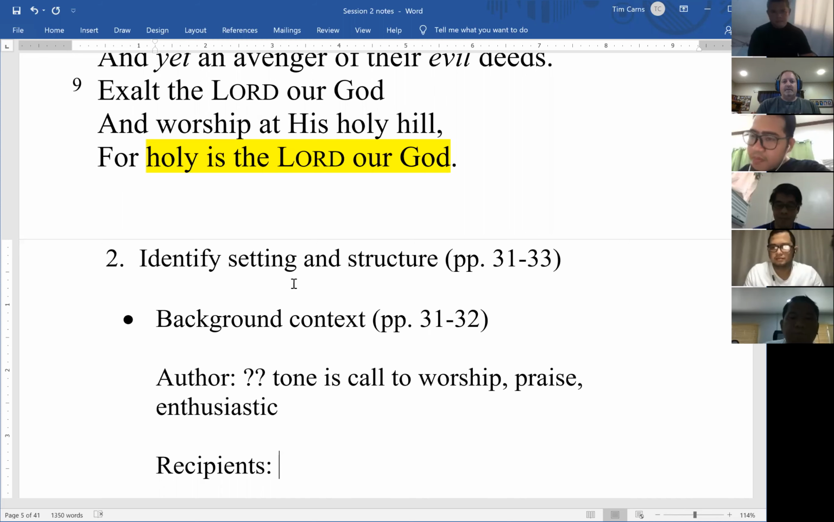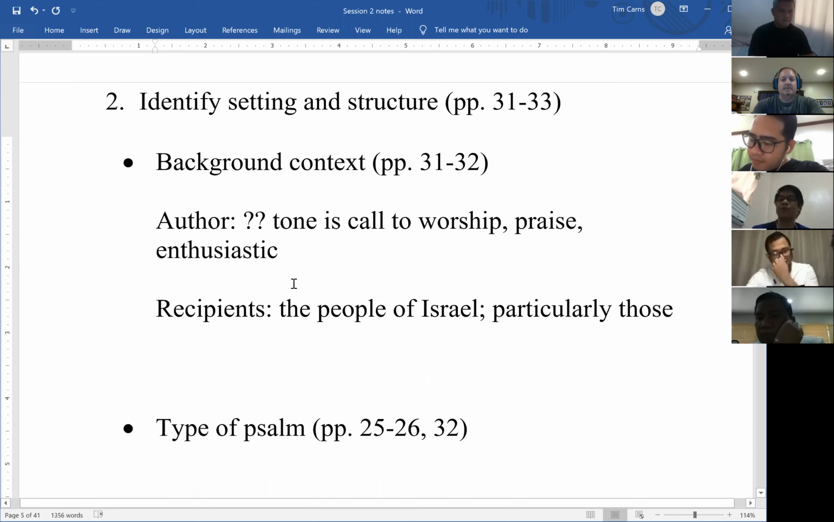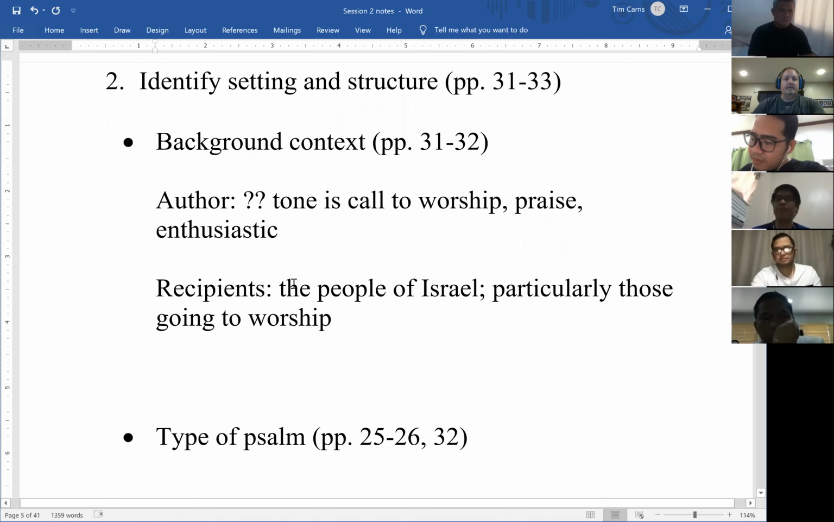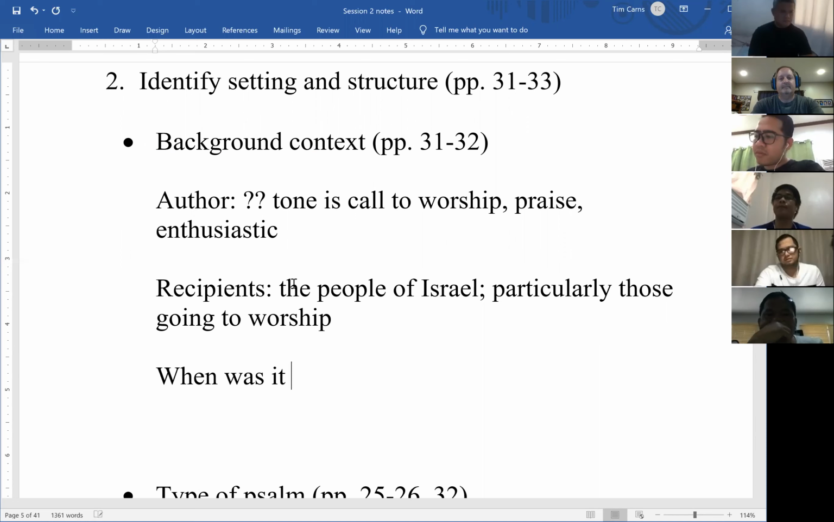So he's speaking primarily to whom here? Israel. The people of Israel. Israel, right? Particularly during the kingdom period. Yeah, those going to worship. Okay, the pilgrims. How about we talked a little bit also last week about when this psalm might have been written, and we discussed maybe the earliest and the latest that it could have been written. You guys remember that discussion?